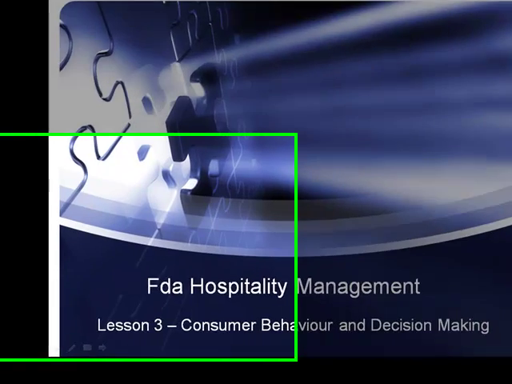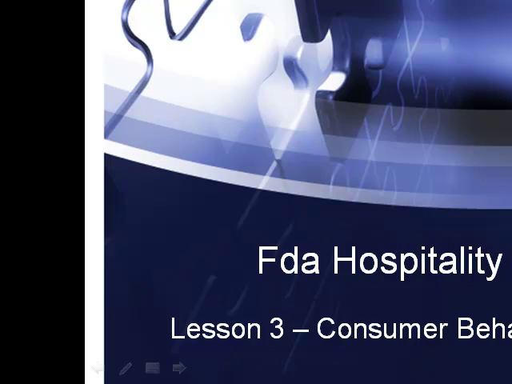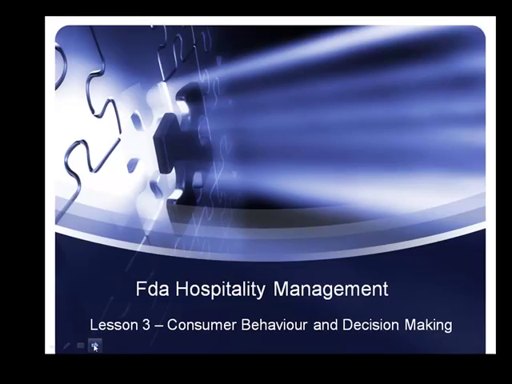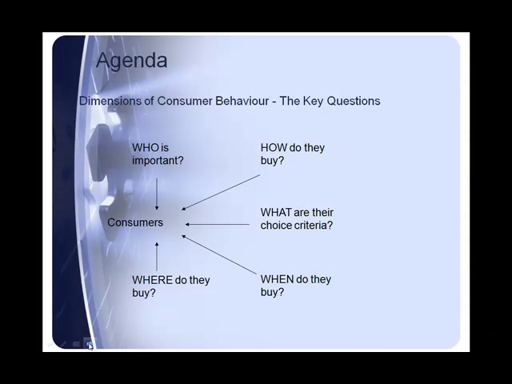Welcome to lesson 3 of the marketing module, and today we are going to talk about consumer behavior and decision making. The agenda for today is dimensions of consumer behavior, and the key questions here are: who is the consumer, who is important, how do they buy, what are their choice criteria, when do they buy, and where do they buy. So it's about the who, how, what, when, and where.